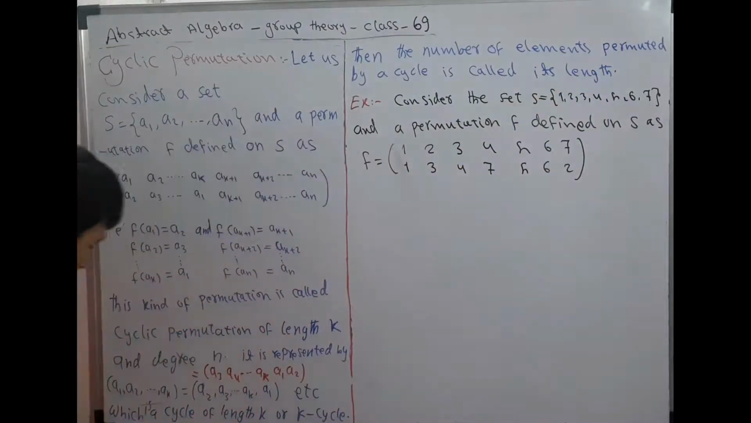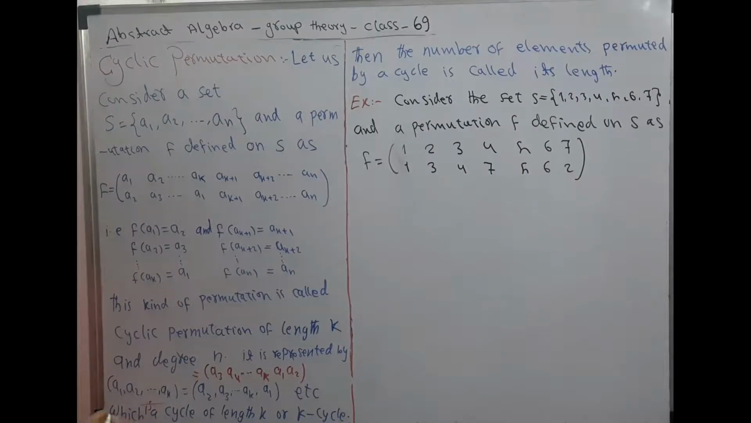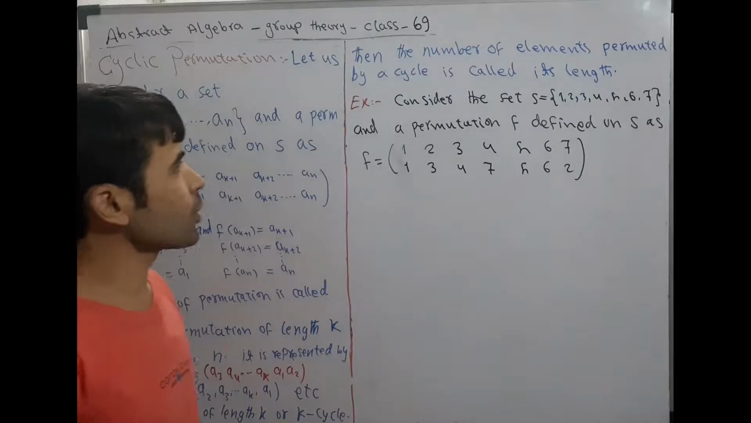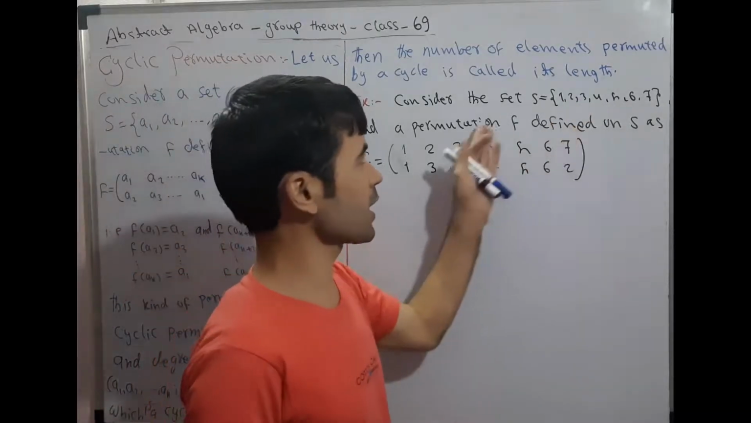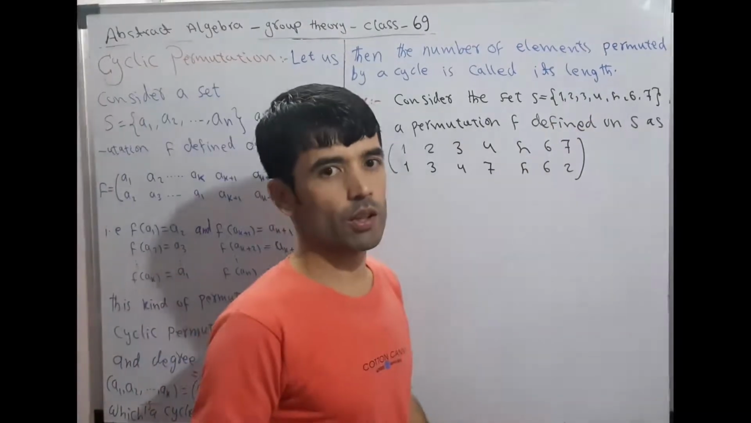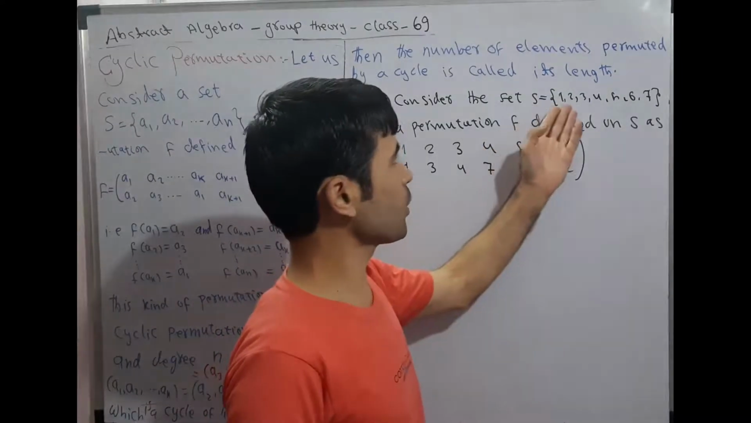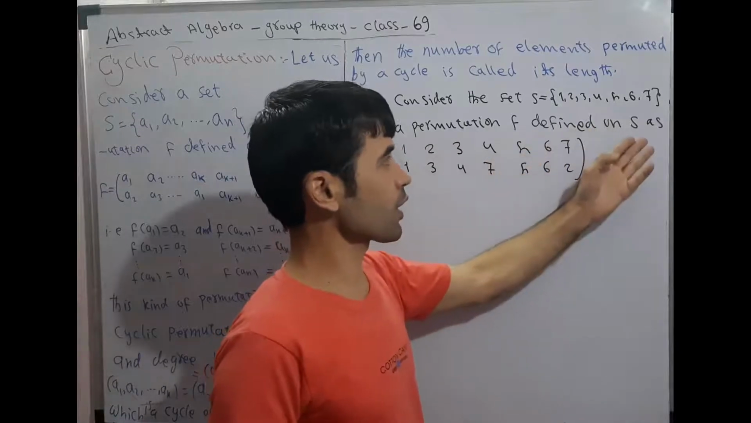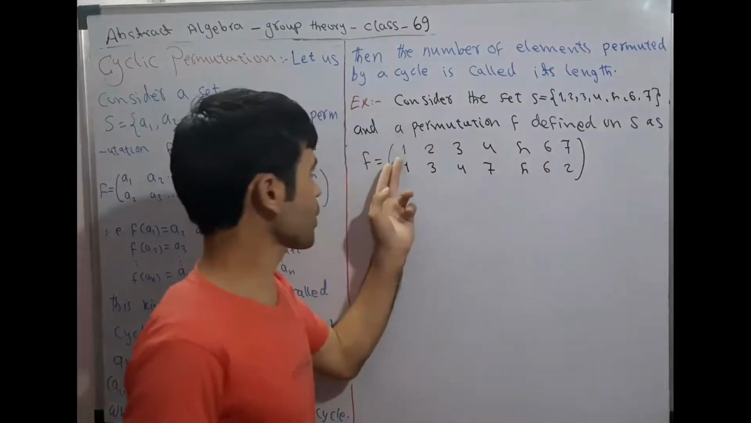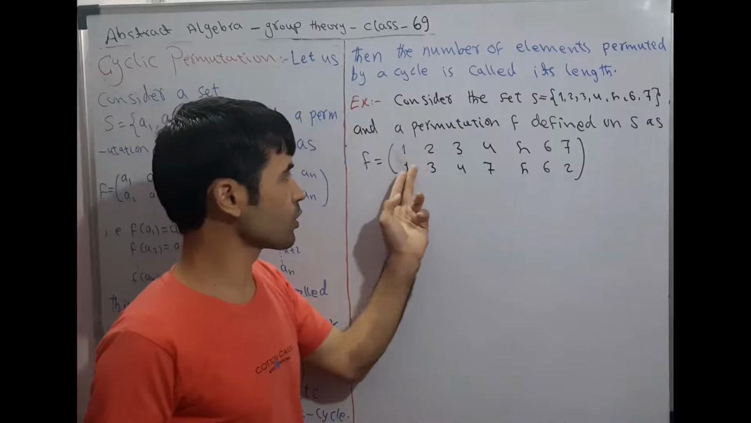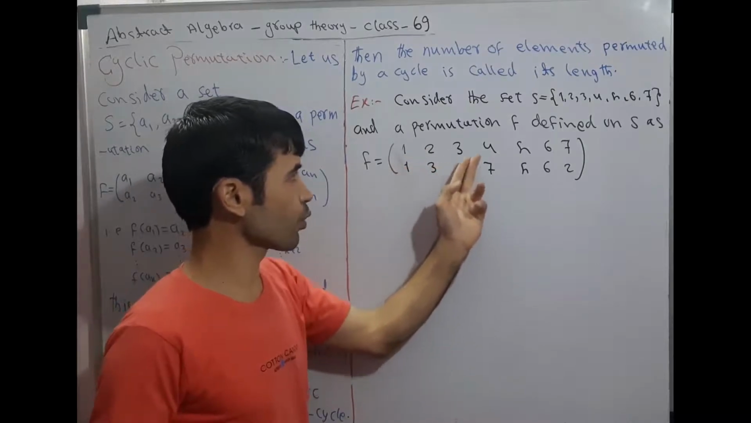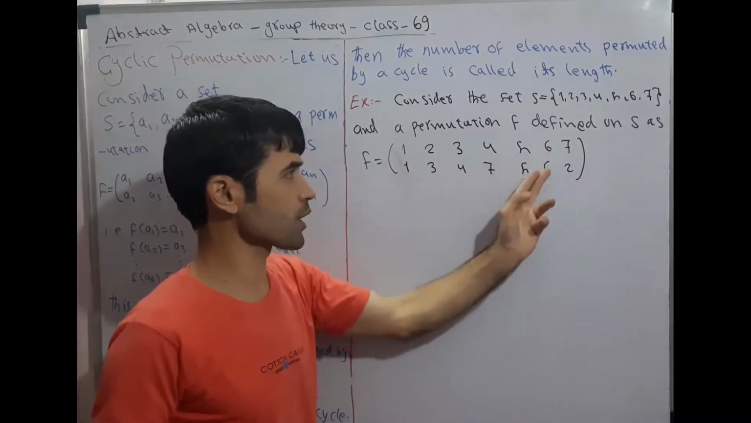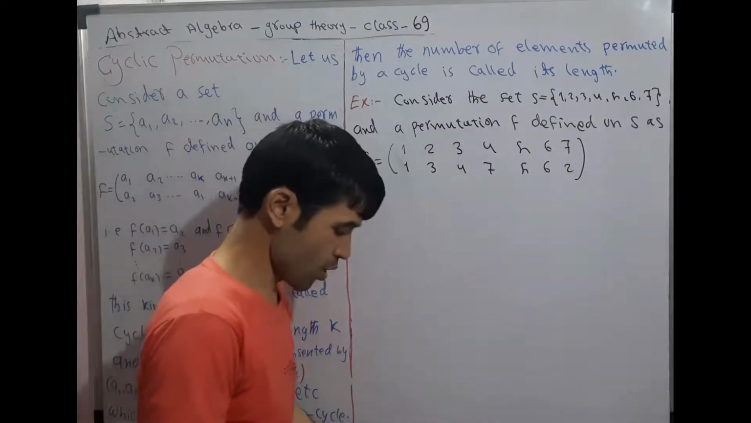How many elements do we have here? K elements permuted. So the length of the cycle is K. Example: consider the set S equal to {1, 2, 3, 4, 5, 6, 7}, and a permutation defined on S as f, which maps 1 to 1, 2 to 3, 3 to 4, 4 to 7, 5 to 5, 6 to 6, 7 to 2.